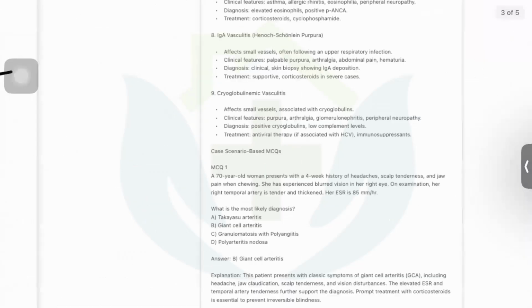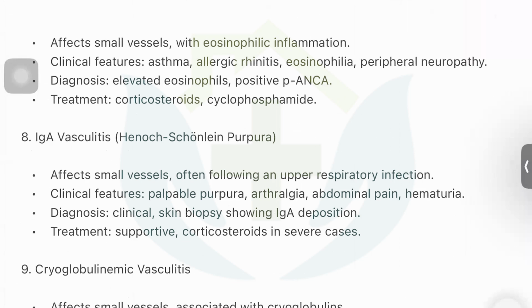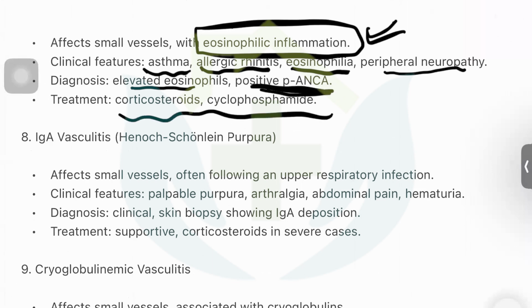Churg-Strauss is eosinophilic granulomatosis with polyangiitis affecting small vessels, and the granuloma will have eosinophils in it. Asthma and allergic rhinitis history is there. Eosinophilia will be there. Peripheral neuropathy will be there. Elevated eosinophils, positive P-ANCA will be there. Corticosteroids, cyclophosphamide and plasma therapy are the treatments.